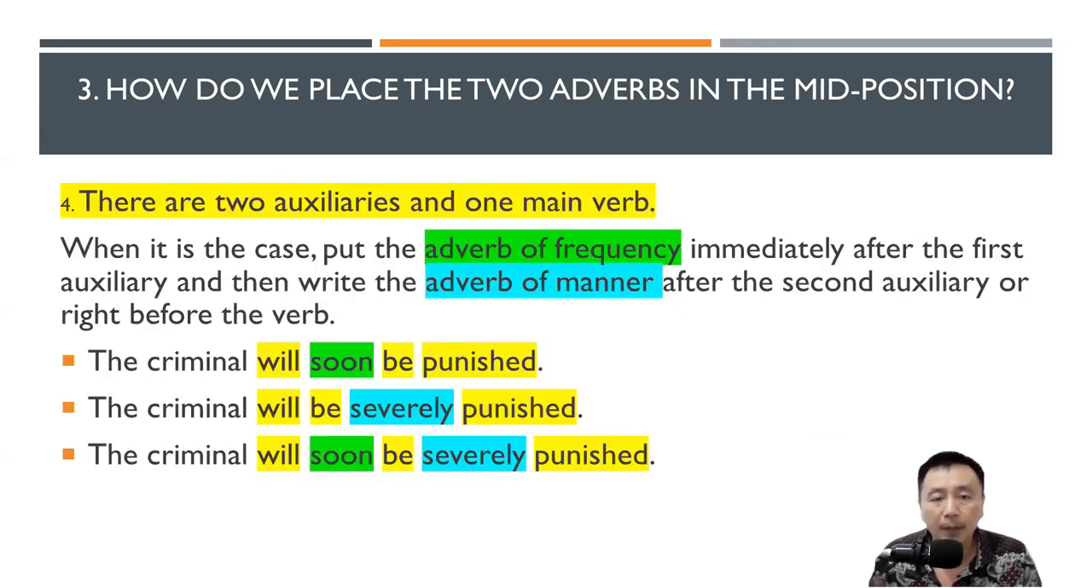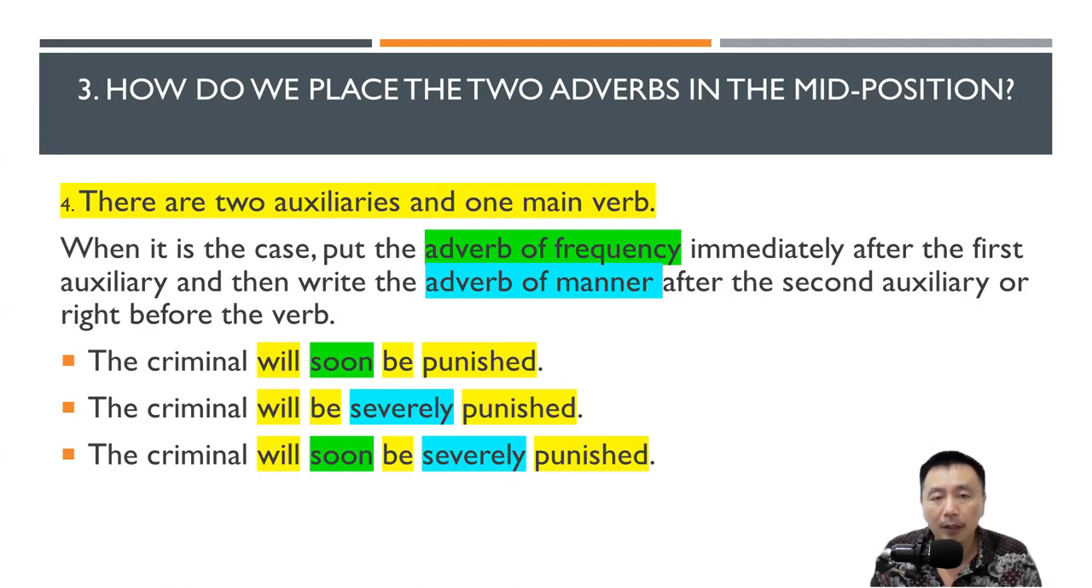For example, the criminal will be punished. All right, the criminal will be punished. Now, what you have to do is you have to put the adverb of frequency immediately after the first auxiliary. Okay, the criminal will soon be punished. Now, will is the first auxiliary, be is the second auxiliary, and punish is the main verb.